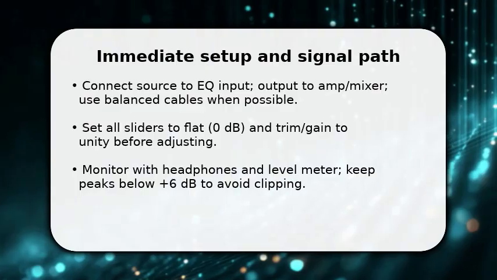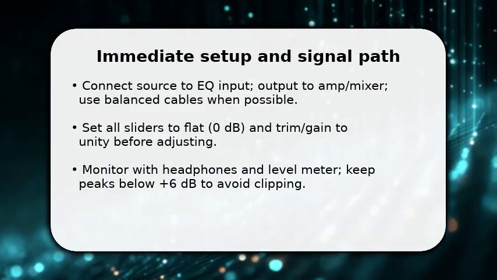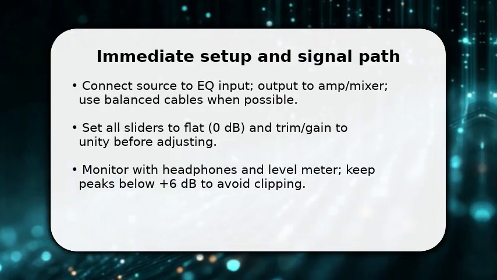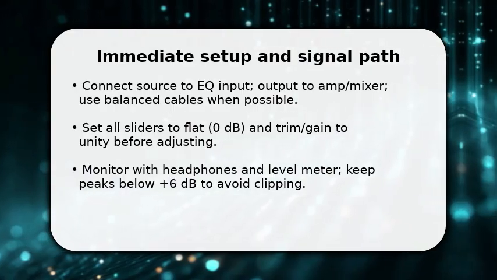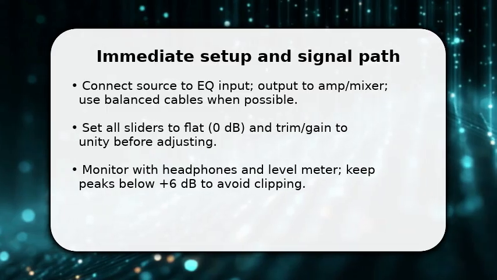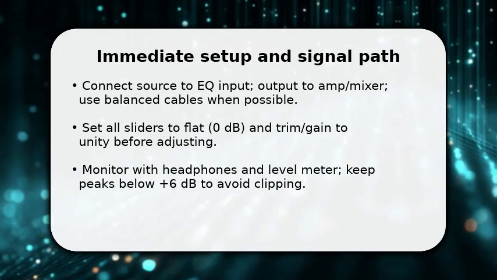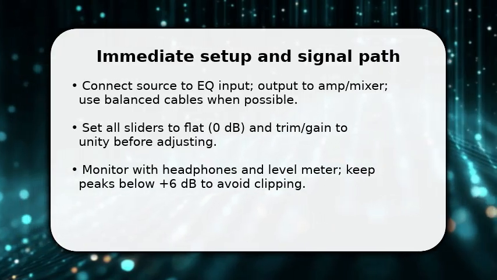You start by confirming signal flow and levels so adjustments mean something. Plug the source into the Behringer EQ input and the EQ output into your mixer or amp. Balanced cables reduce noise. Set every band slider to flat and trim to unity so you have a neutral baseline. This prevents chasing artifacts later.